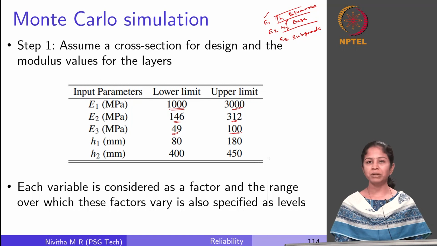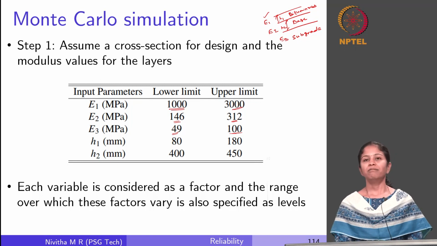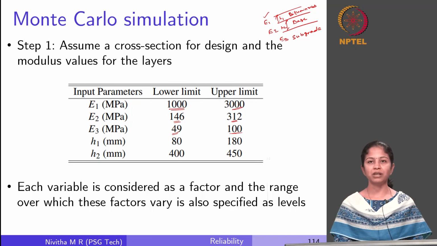These values have to be specified by the designer. We will be knowing from prior experience or from specifications what will be the minimum value that is required and what is the maximum value that it should not exceed. So, this is given as the upper and lower limit, right.